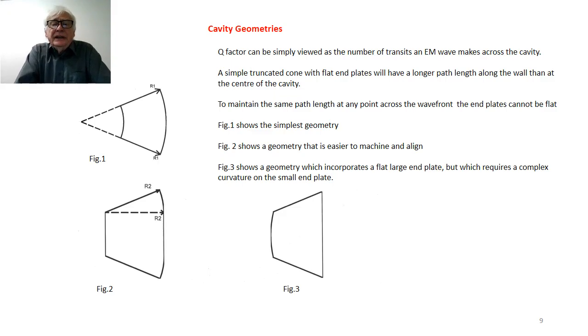cavity geometry. However, as I say, it has the advantage of using a flat large end plate, which is where the majority of the energy loss will take place, and it's that particular large end plate that you want to maintain the minimum value of surface resistance.